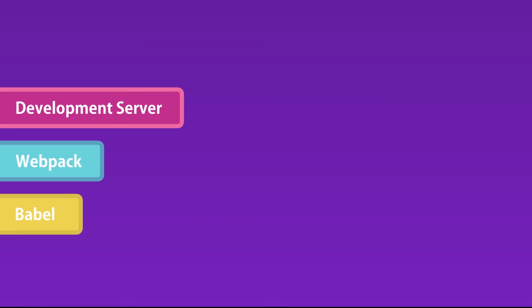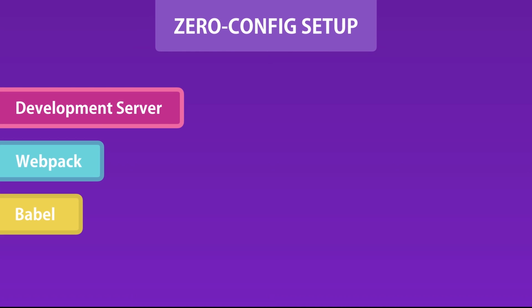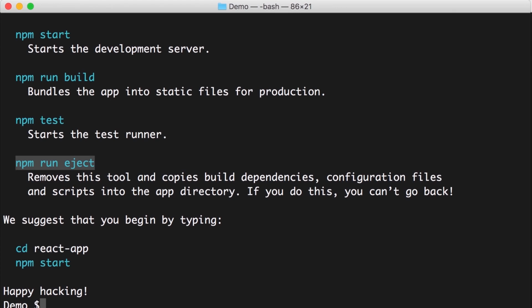So when you create an application using Create React App, you don't have to do any configuration. All the configuration is done for you. However, if you want to customize this configuration for your production environment, you can always eject by running npm run eject. We'll look at this later in the future. So now we have a fully working React app.